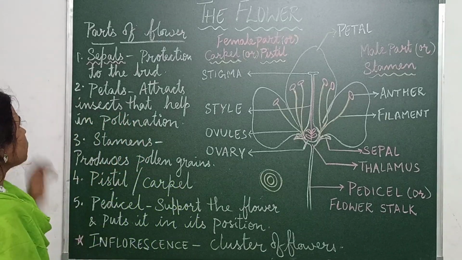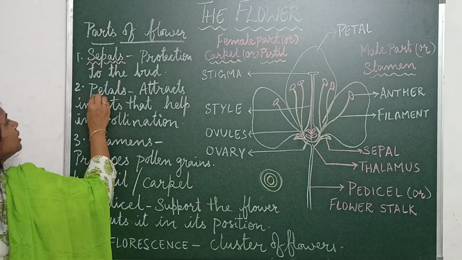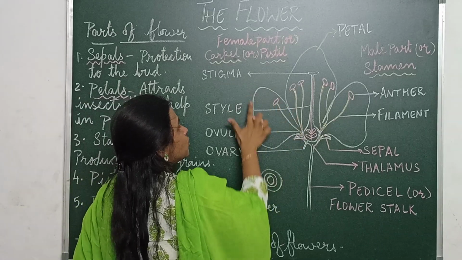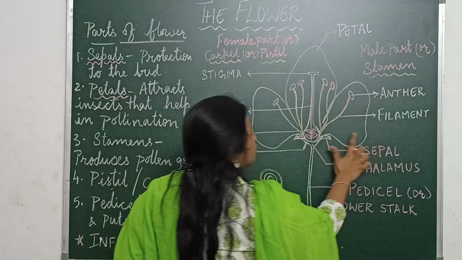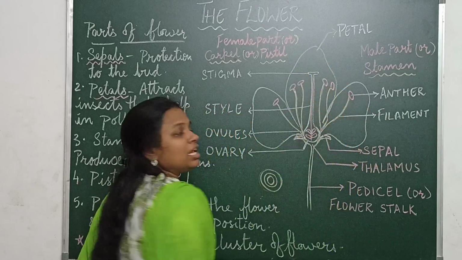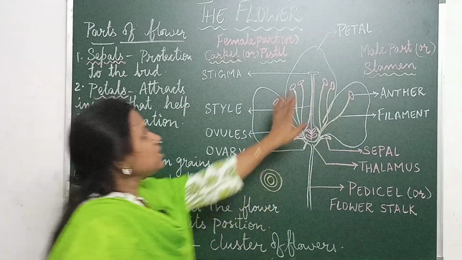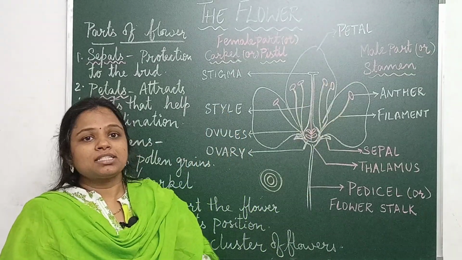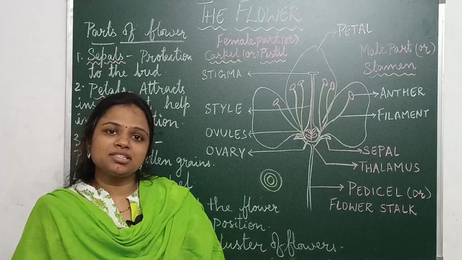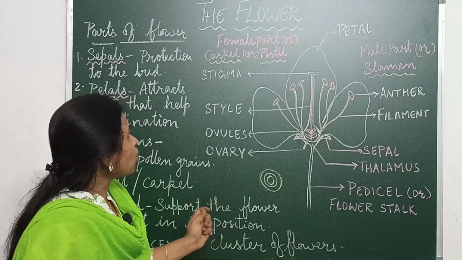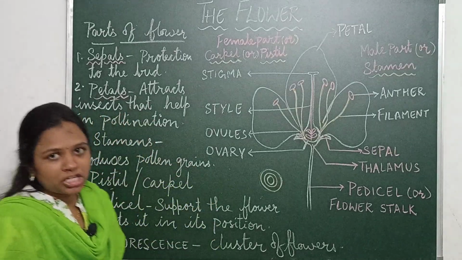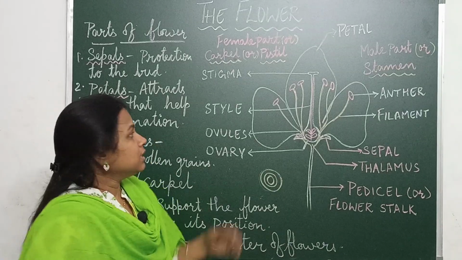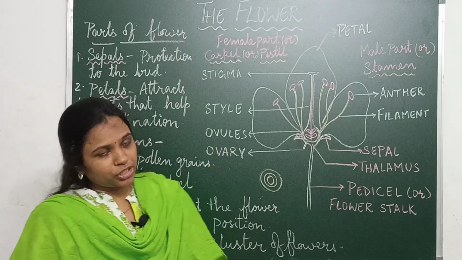Yes. So the next one is nothing but the petal. You can see these broad leaf-like structures, but they are very colorful in the flower. These are called the petals. These petals are the ones which attract the insects and later on they help in pollination. We will be learning about pollination in the next part of the video.